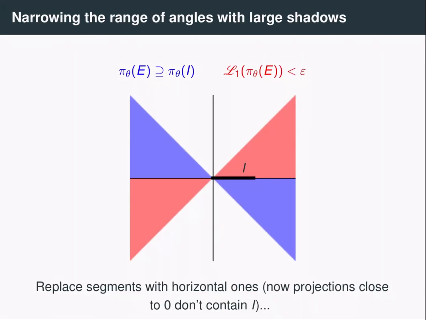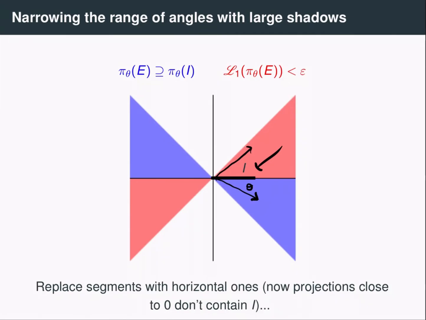So let's recap what the previous lemma says. Given an interval I parallel to the x-axis, I can find a set E so that the following holds. If I pick a direction theta that is between minus pi over 4 and 0, so this direction lies in this blue region, then the projection of E will contain the interval I. Now, if I also pick a direction theta that is inside this red region, so it's in between angles of 0 and pi over 4, then the projection of E is going to be small and less than epsilon.